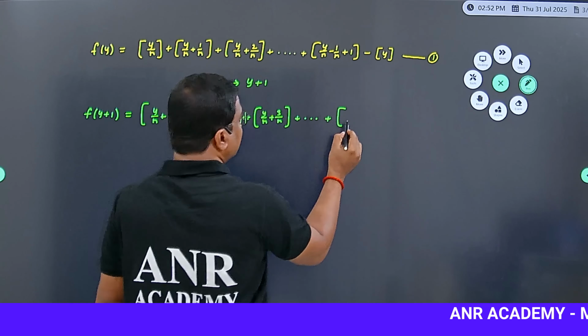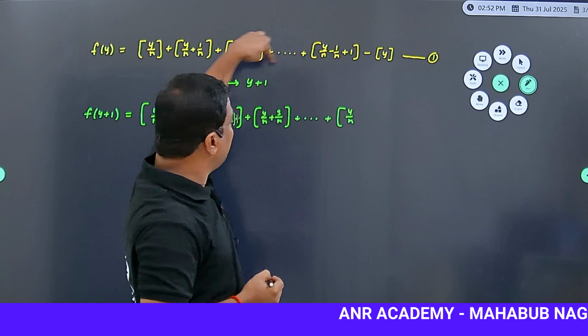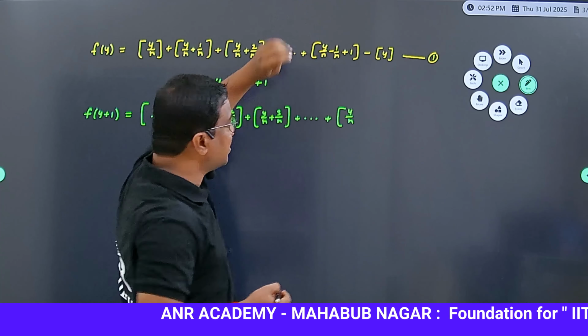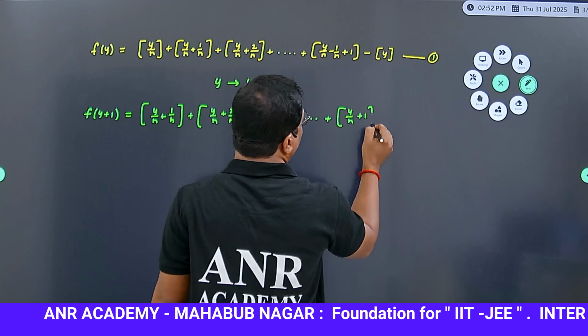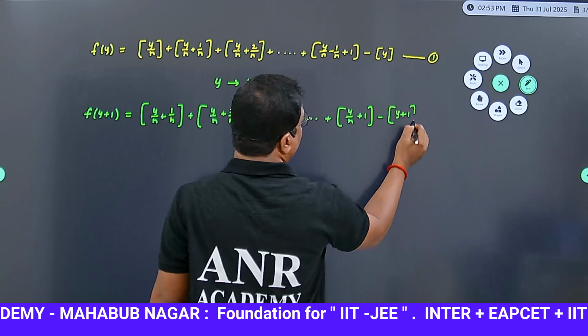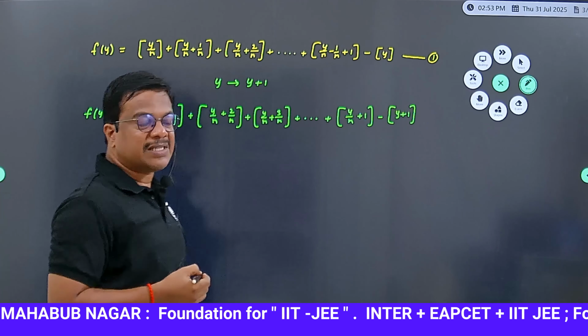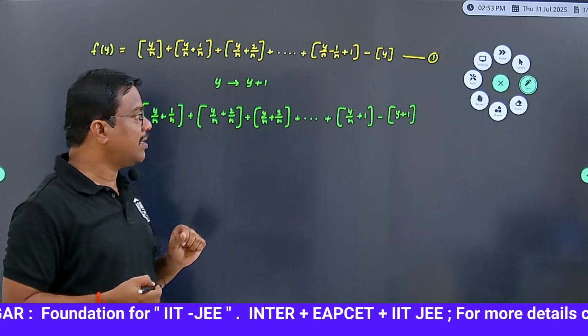Here it is y by n, y replaced by y plus 1, y by n plus 1 by n minus 1 by n plus 1, plus 1 by n minus 1 by n gets cancelled. We get y by n plus 1, and in the last term y changes to y plus 1. Just replace y with y plus 1, that's all.